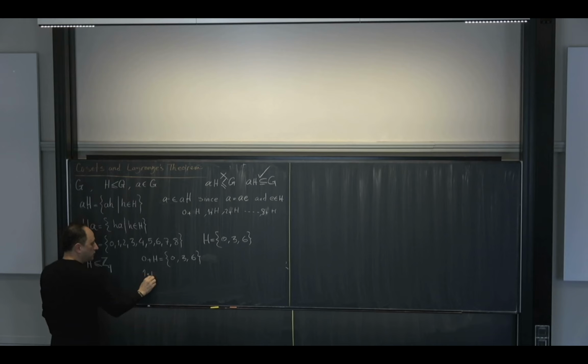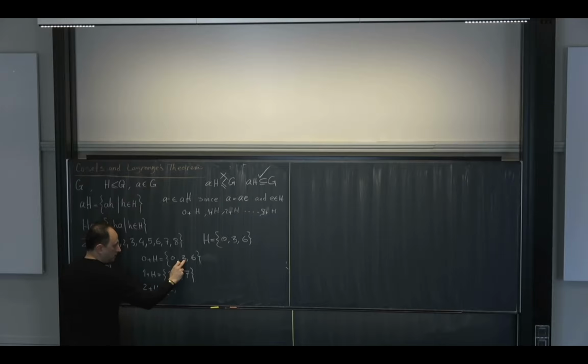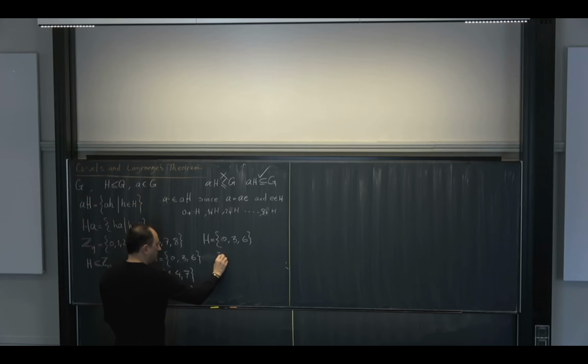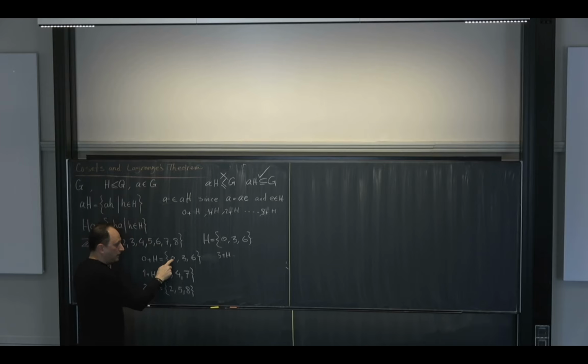So 1 plus H, what happens? Let us do it quickly. It becomes 1, 4, and 7. And then I go to 2 plus H. It becomes 2, 5, and 8. Okay, but now if I go here, 3 plus H, what happens? It's the same, right? It becomes 3, 6, 9. But 9 is 0. So this becomes equal to this.